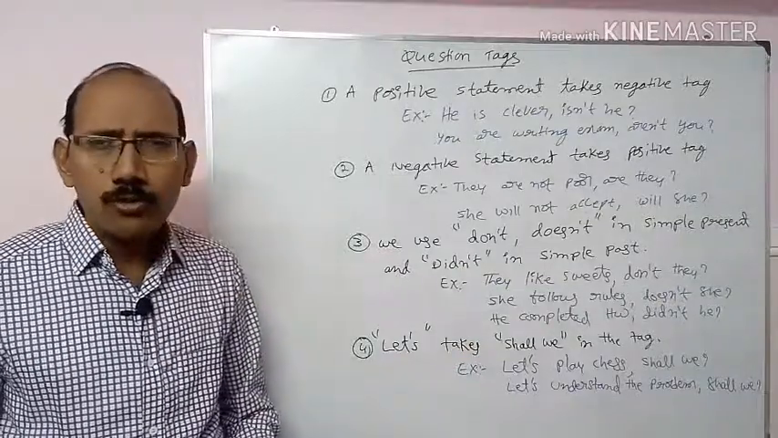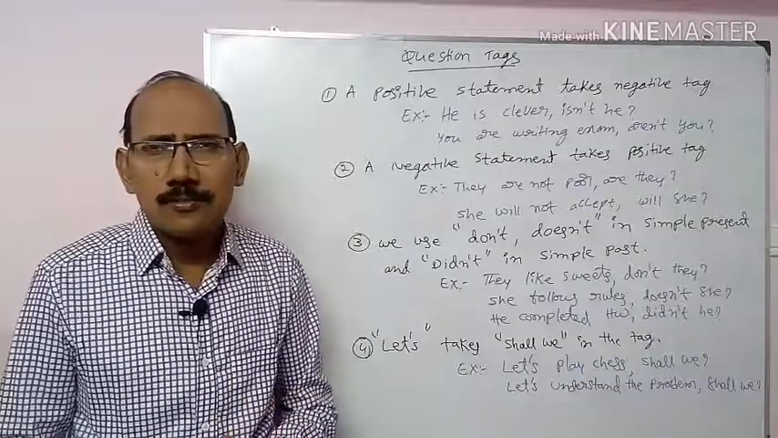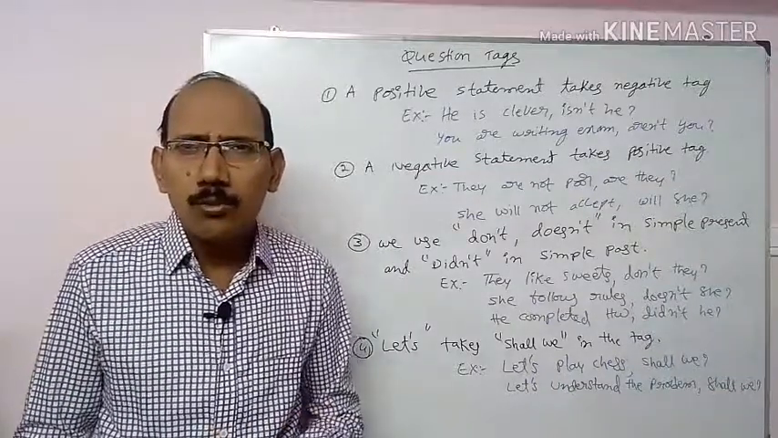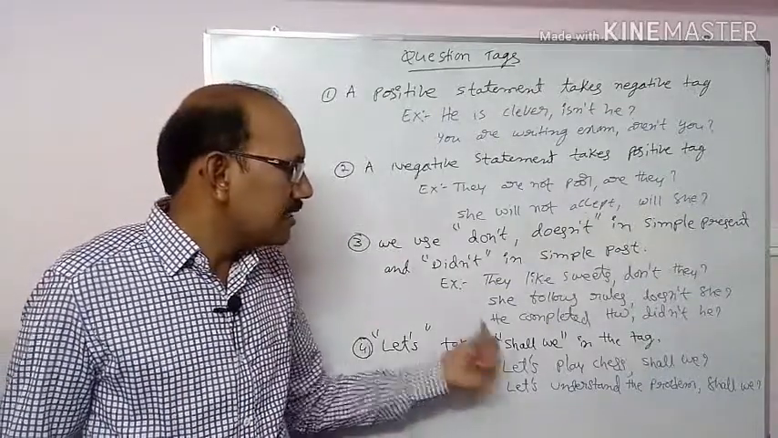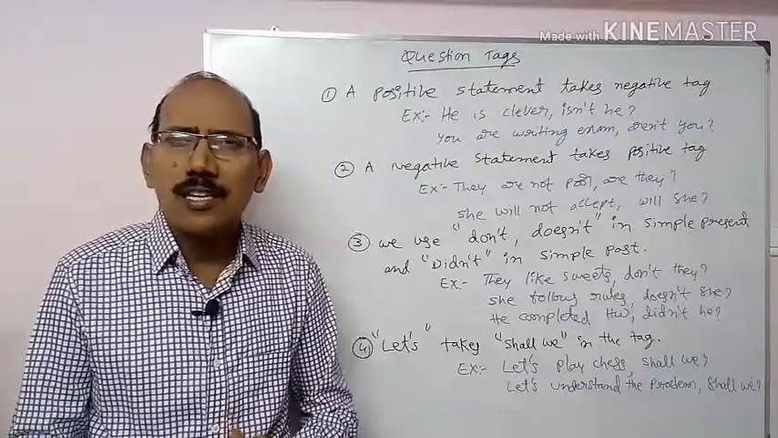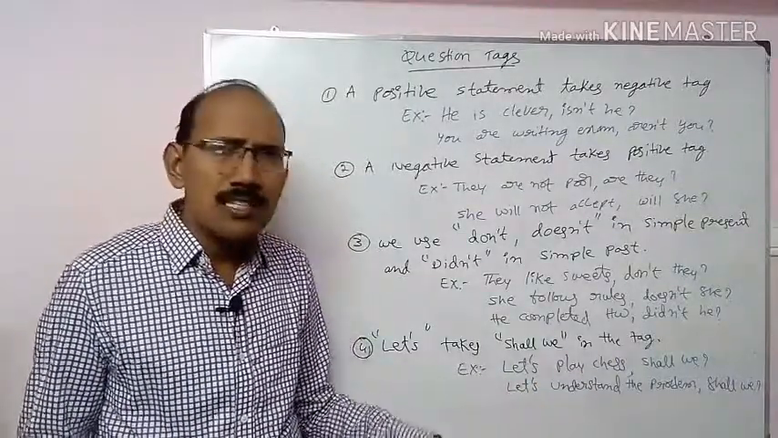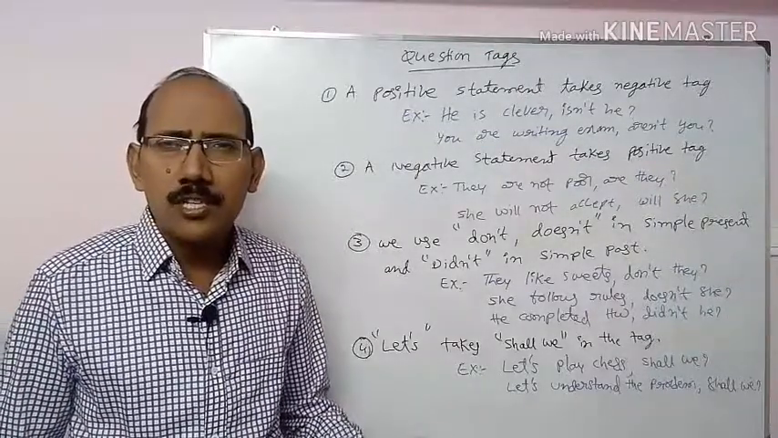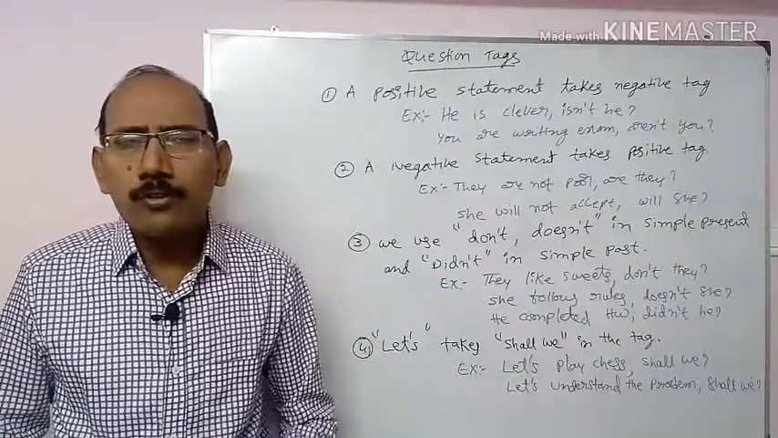Now look at the fourth rule. Let us takes shall we in the tag. If a sentence starts with let us, in fact, let means allow, we generally pronounce it as let's. Let us takes shall we in the tag. Always, a sentence or a statement that starts with let's certainly takes shall we only in the tag. Let's play chess, shall we? Let's understand this problem, shall we? Like this, whenever you come across any statement which starts with let's, we need to use only shall we. Very clear. Now we are moving forward to the fifth rule.